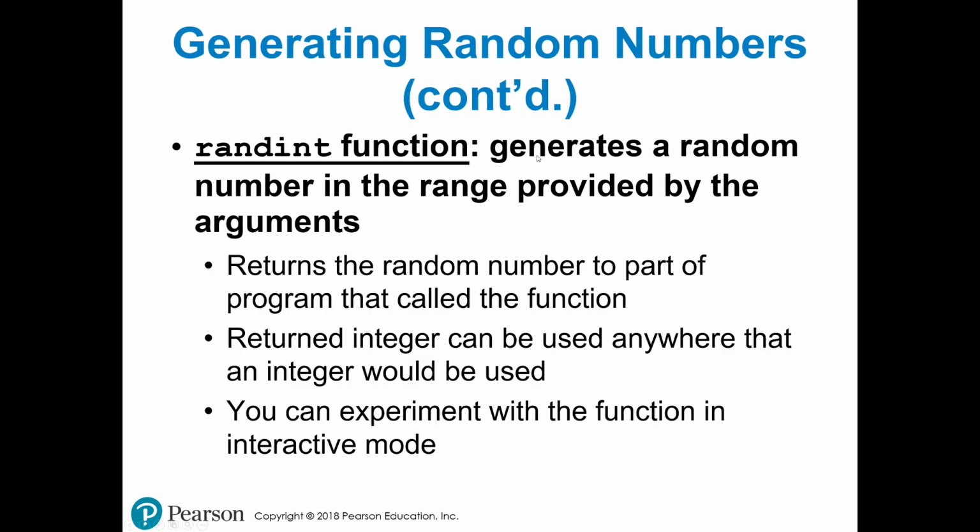So for example, here's a very useful one. In fact, this is probably the one you're going to use in your program 2, and that's the randint function. The randint function generates a random number in the range provided by the arguments, and it returns a random number to the program that called the function. The returned integer can be used anywhere that an integer can be used, and we can play around with this.